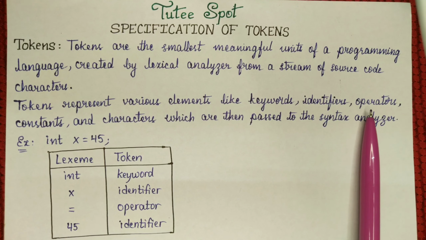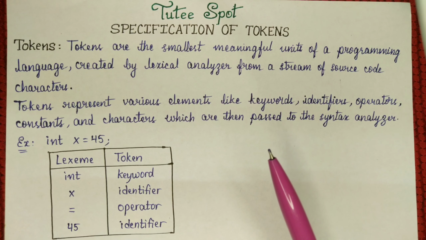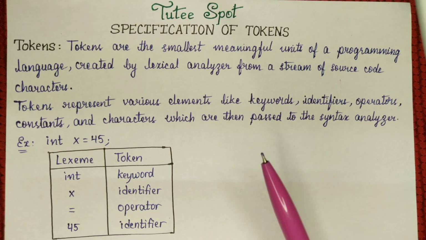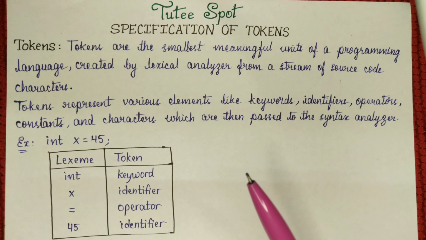Next, operators. These operators are the different symbols used to perform different operations in a programming language. Next, punctuations. These punctuations are the special symbols that help to separate different code elements in a programming language.